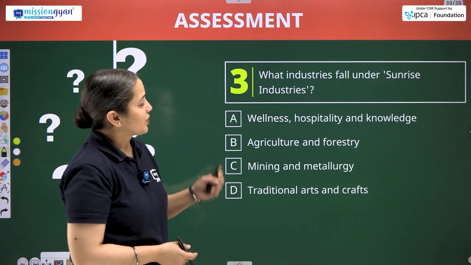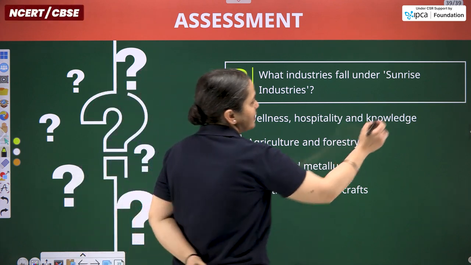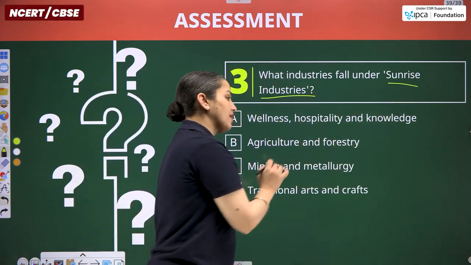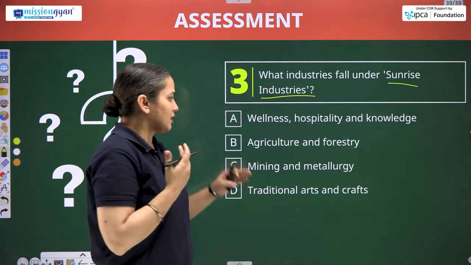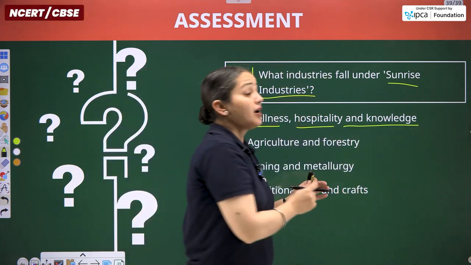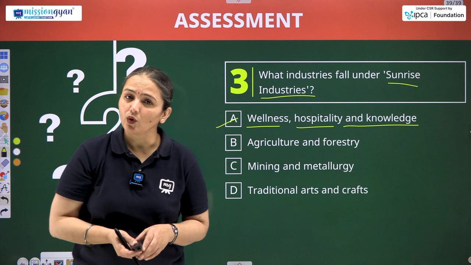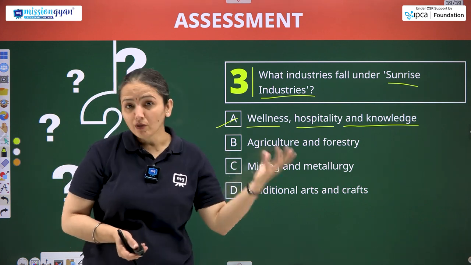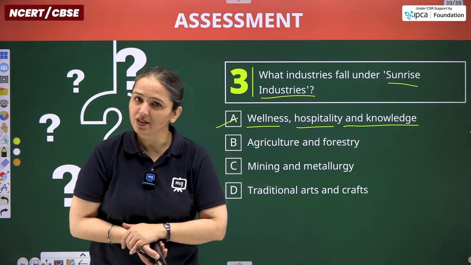Question number 3. What industries fall under sunrise industries that have potential for the future? They are wellness, hospitality and knowledge, along with information technology. So they are considered new industries and sunrise industries as well.